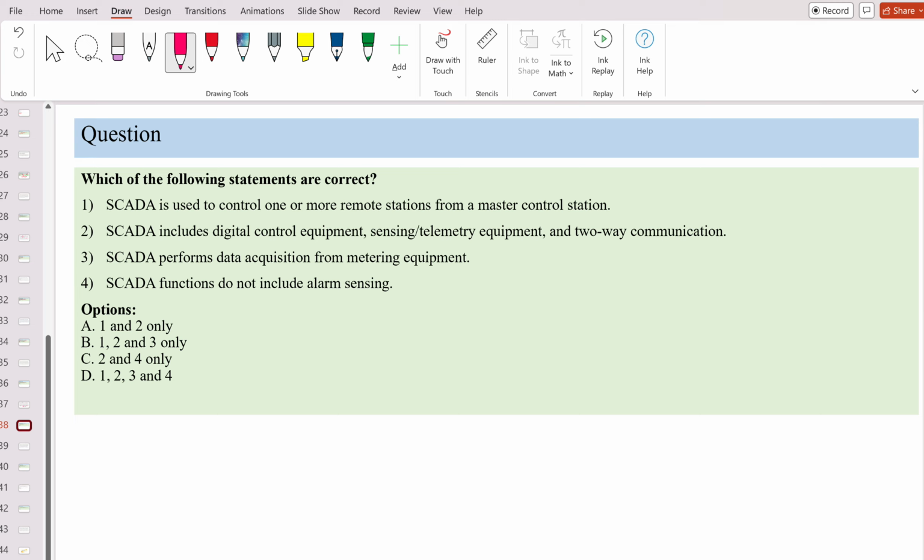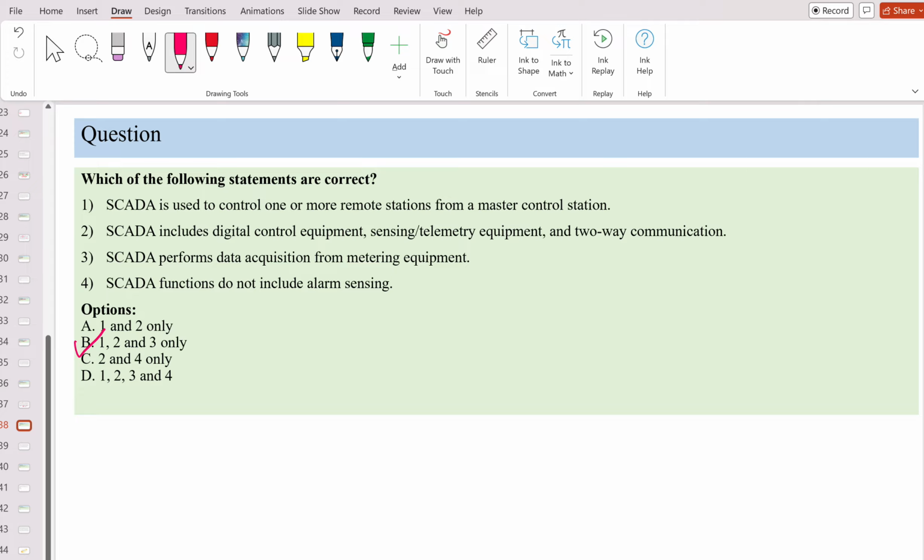This is related to the SCADA devices. Okay, I got answer option B. Option B is correct.